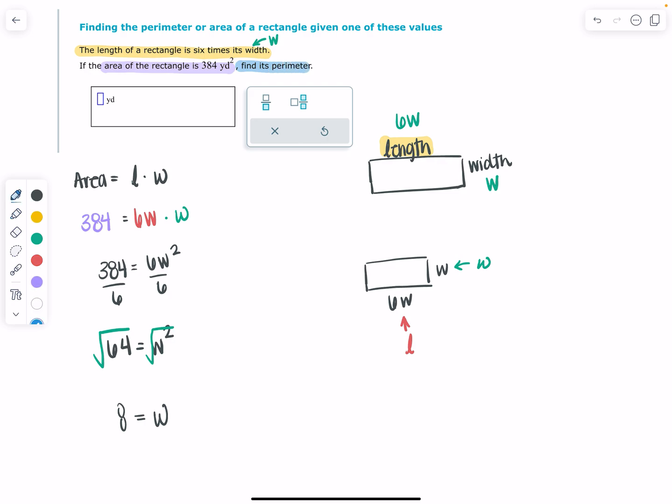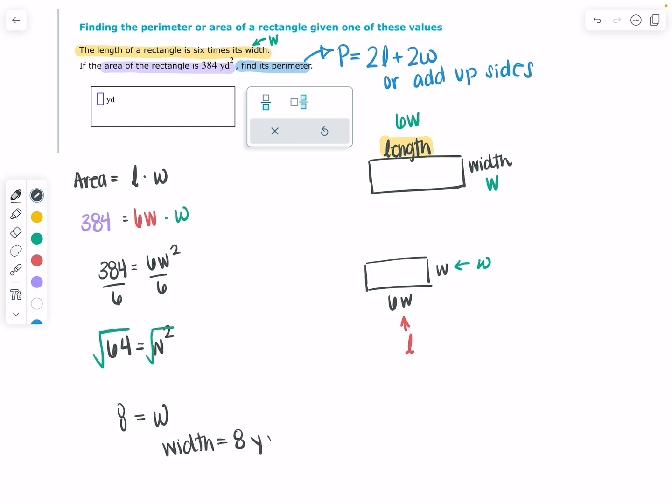Okay, well, perimeter of a rectangle, the formula is 2L plus 2W, or add up all the sides. Both are correct. 2L plus 2W is the formula that you'll see if you just Google it, or the formula on our formula sheet. But add up all the sides is practically what you'll do with any area. So I know that the width is 8. I know the width is 8 yards.